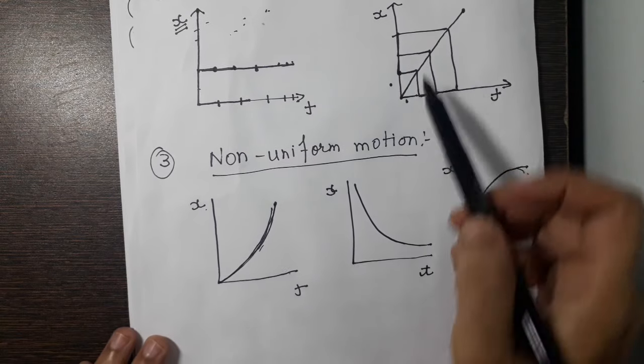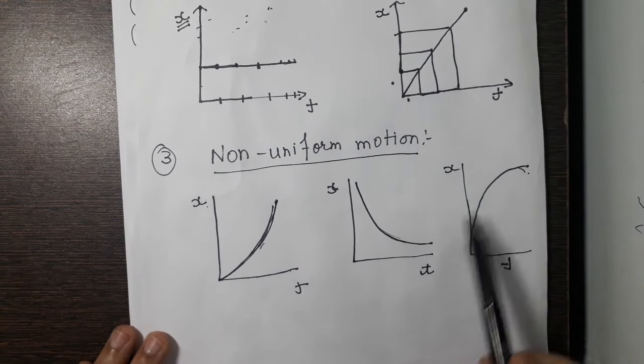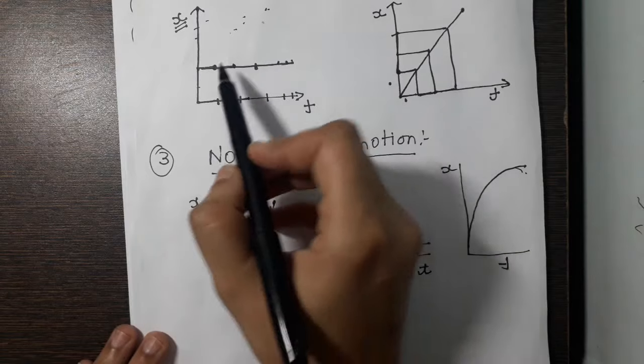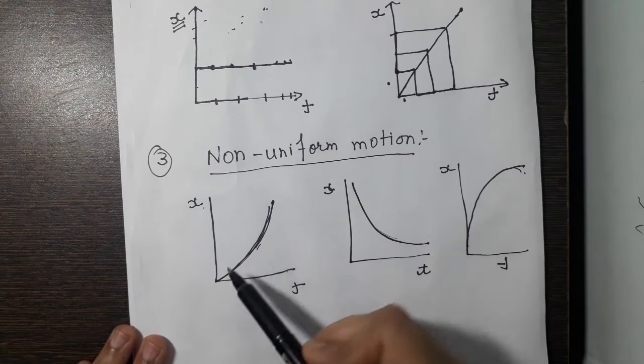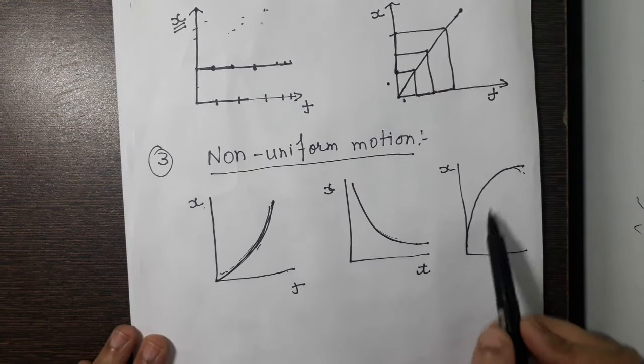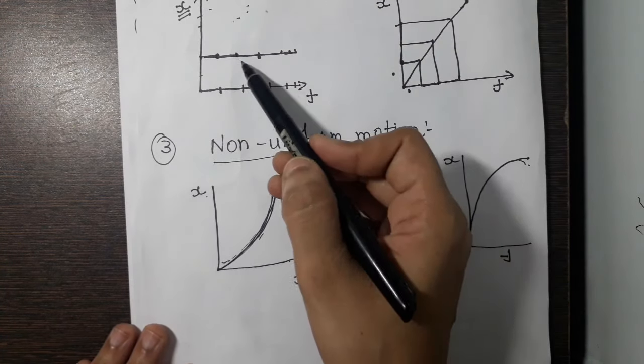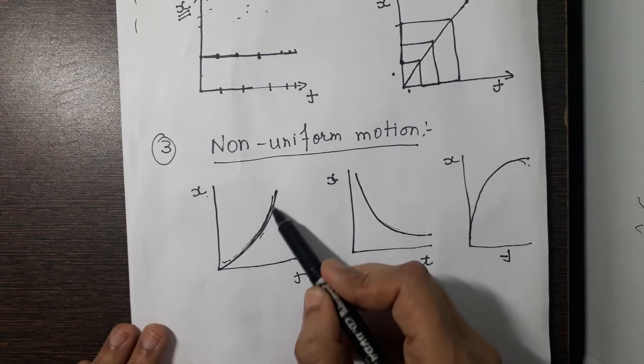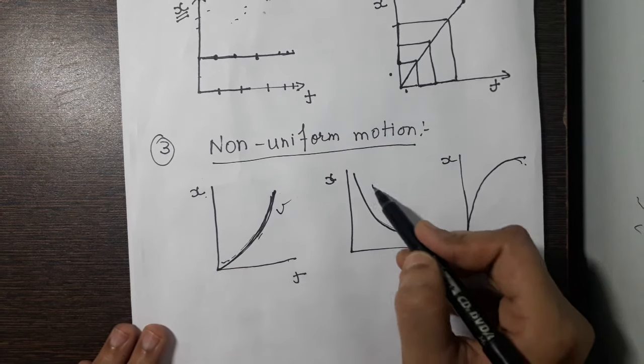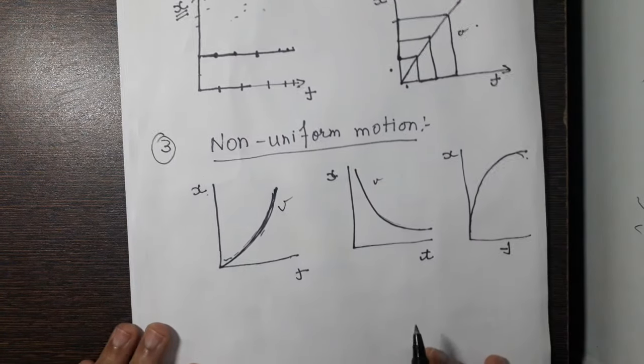We know that the curves of xt graphs represent the velocity. So the curves which are drawn in these graphs represent the velocity, because velocity is the rate of change of position. So here we are showing how position is changing with time. So these curves represent the velocity.